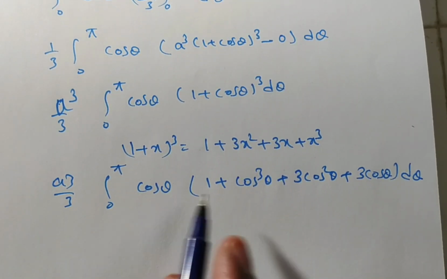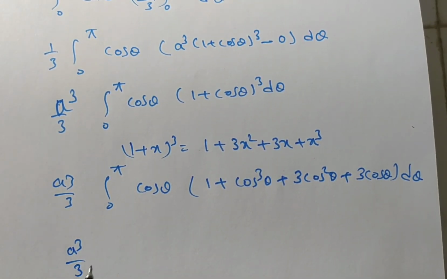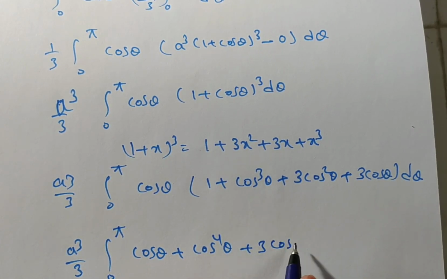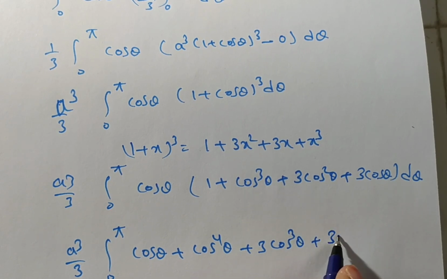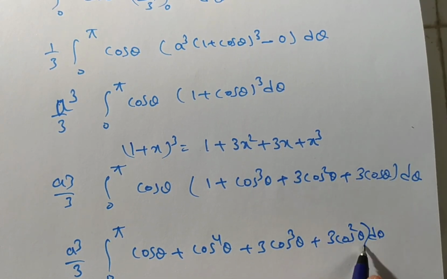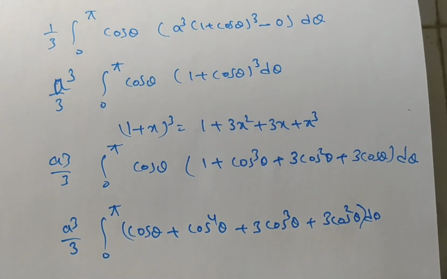Now we have to multiply cos theta inside, then you will have a cube by 3 integral from 0 to pi of cos theta + cos power 4 theta + 3 cos cube theta + 3 cos square theta d theta. That's it. Now you have to evaluate this one. How to evaluate this integrand? You have two methods. Of course, by using a calculator you can do it directly, but I will tell you the method first, and only later on I will tell you how to use the calculator also.